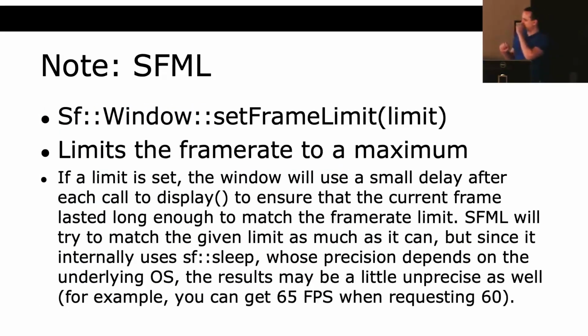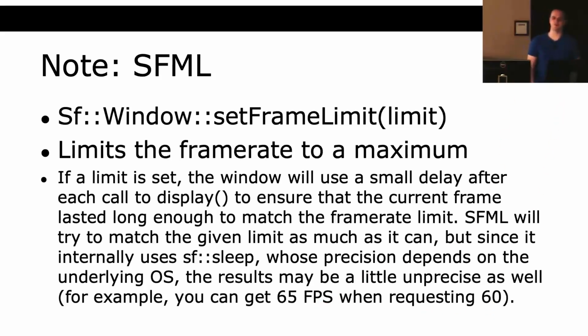What SFML does, I want to read this out because I want to show you just how similar this is, but also some caveats of using the SFML system. Set frame limit on an SF window sets the frame rate to a maximum frame per second. If this limit is set, the window will use a small delay after each call to display to ensure that the current frame lasted long enough to match the frame rate limit. SFML will try to match the given limit as much as it can, but since internally it uses SF sleep, whose precision depends on the underlying operating system, the result may be a little imprecise as well. For example, you could get 65 FPS when you're requesting 60.